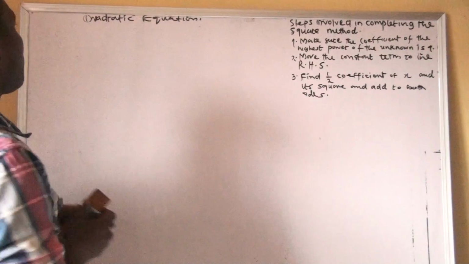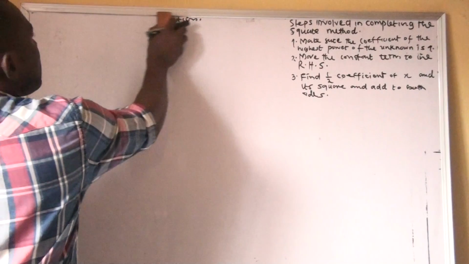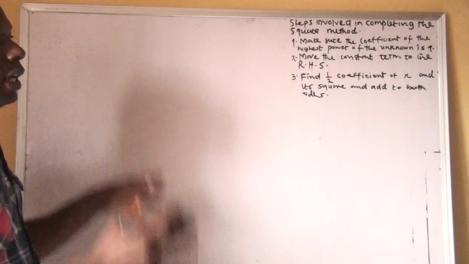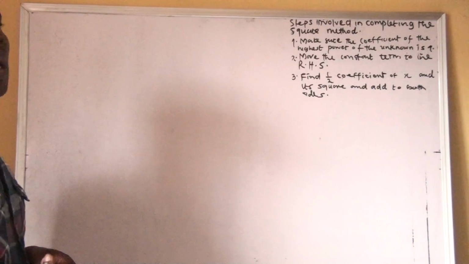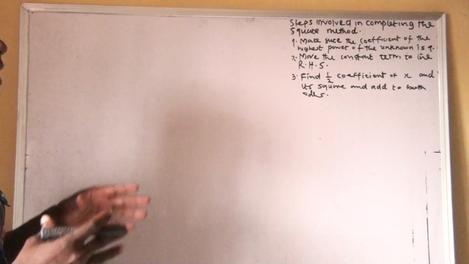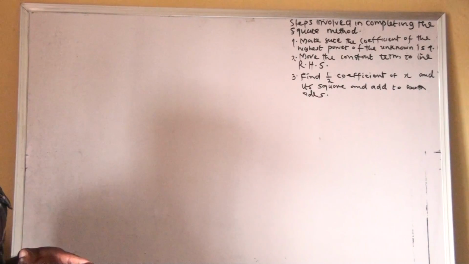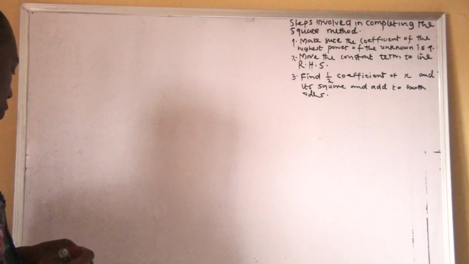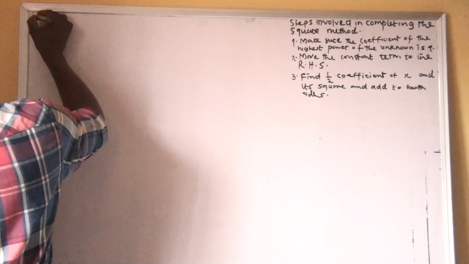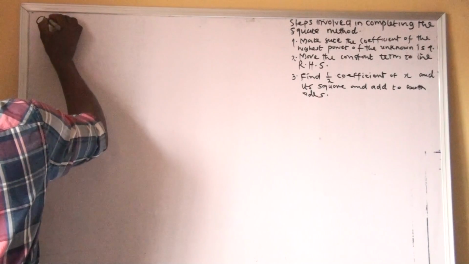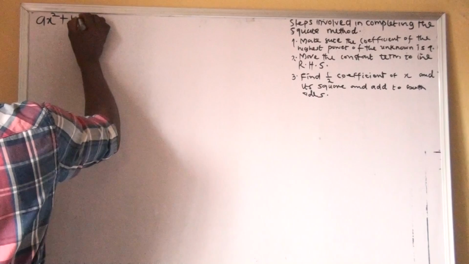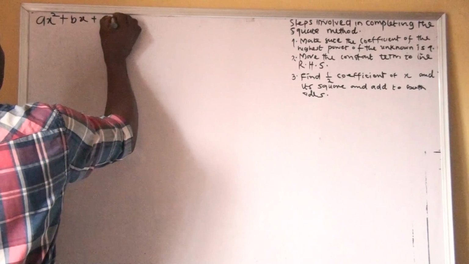Hello viewers, in this class we are going to look at quadratic equations, and we're going to use the method of completing the square to establish the solution to it. We know that we have an equation of this form: ax squared plus bx plus c is equal to 0.